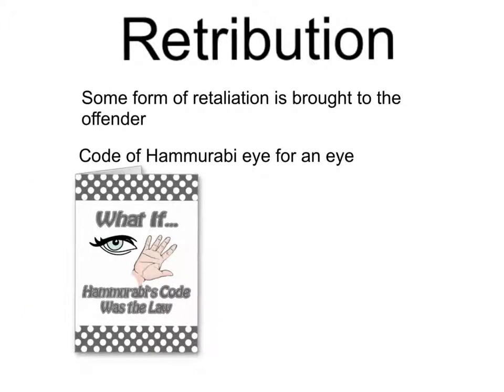Retribution is when some form of retaliation is brought to the offender. Hammurabi used this way back when, and it was called the Code of Hammurabi, aka an eye for an eye.